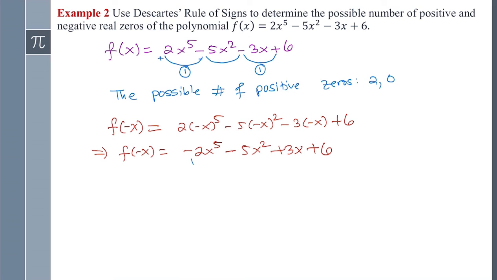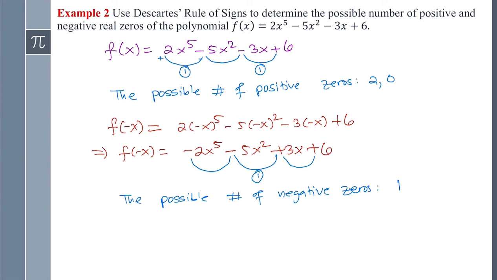So we go from negative to negative, there is no variation. When we go from negative to positive, there's one variation. Then we have positive to positive, there is no variation. So that means we have only one variation of sign. So the possible number of negative zeros is 1. Then if we count down by 2, we'd get to a negative number. So it's just 1. So this function will have at least one negative zero.